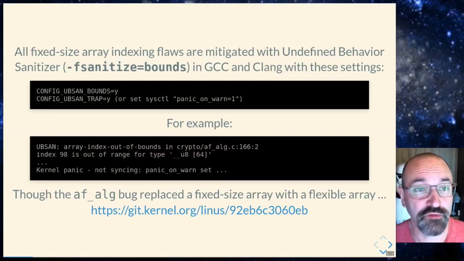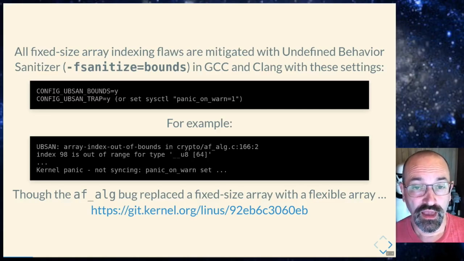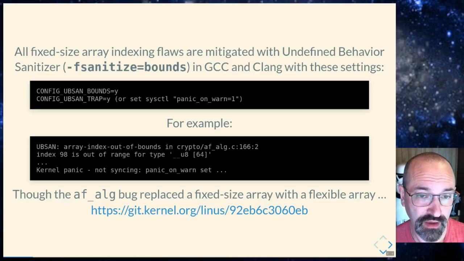The good news is that all fixed size array indexing flaws are already mitigated today using the undefined behavior sanitizer in GCC and Clang. So you just have to set up your kernel configs to use these. Any of these cases will be caught at runtime. It's really quite powerful and basically mitigates that entire class. So that's not an issue. I'll come back to this later, though.